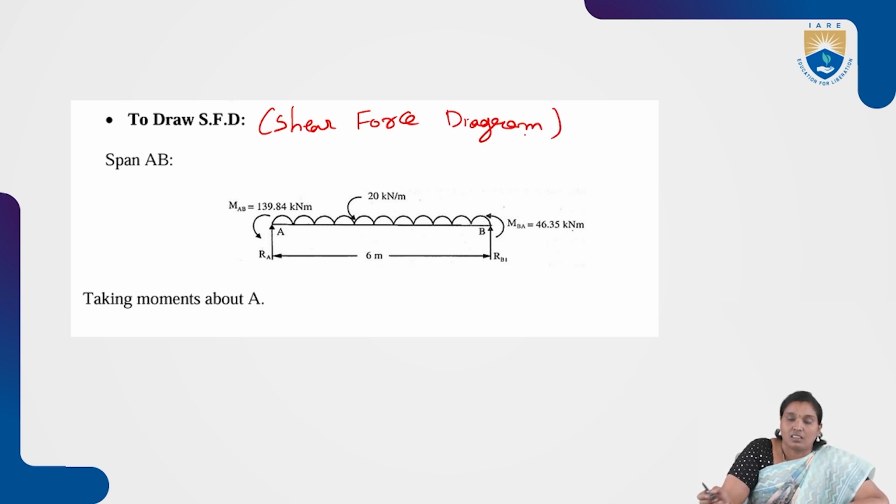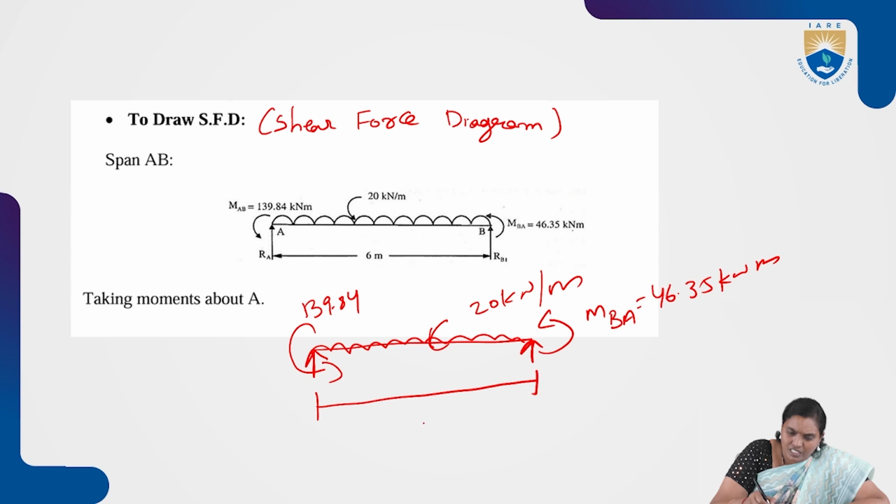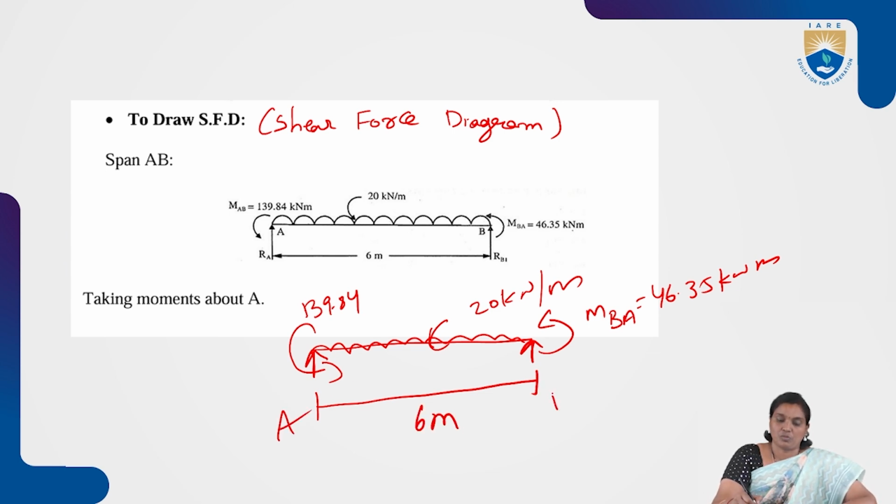Considering the span AB, from A to B, we know the uniformly distributed load is 20 kilonewton per meter. After doing the calculations, MAB is equal to 139.84 kilonewton meter and MBA is equal to 46.35 kilonewton meter. The length from A to B is 6 meters.